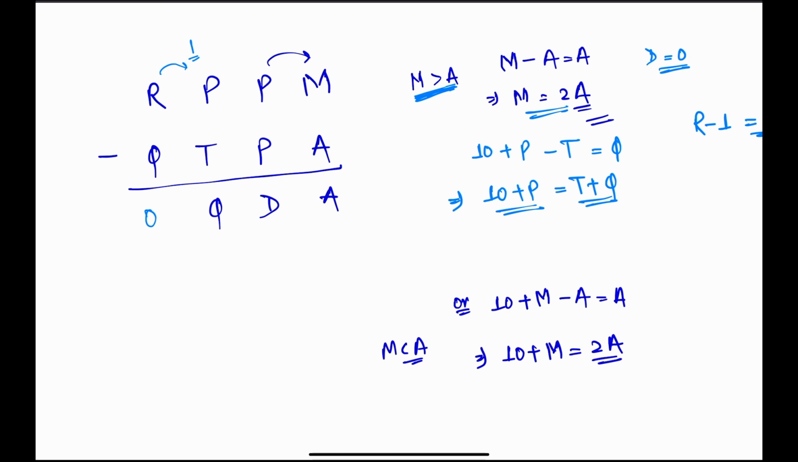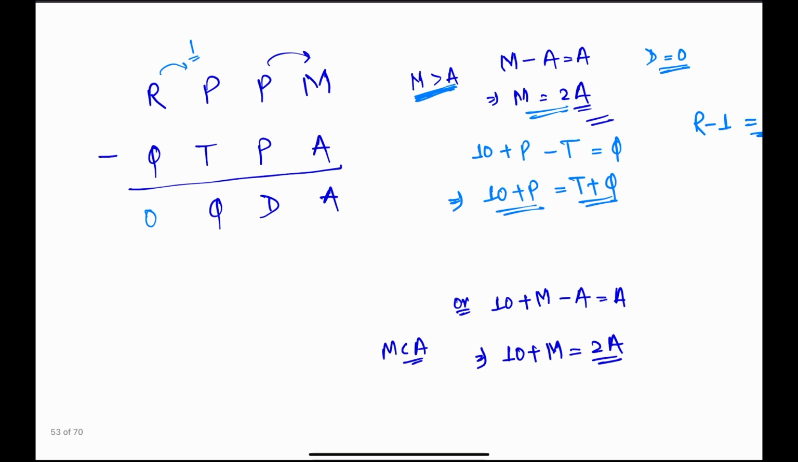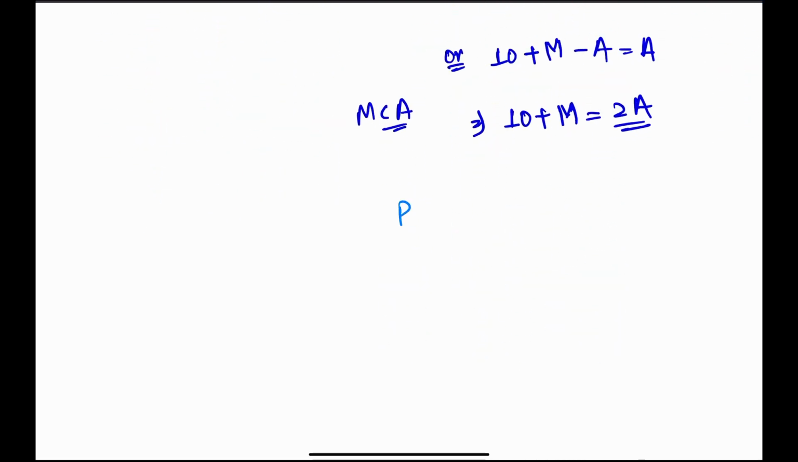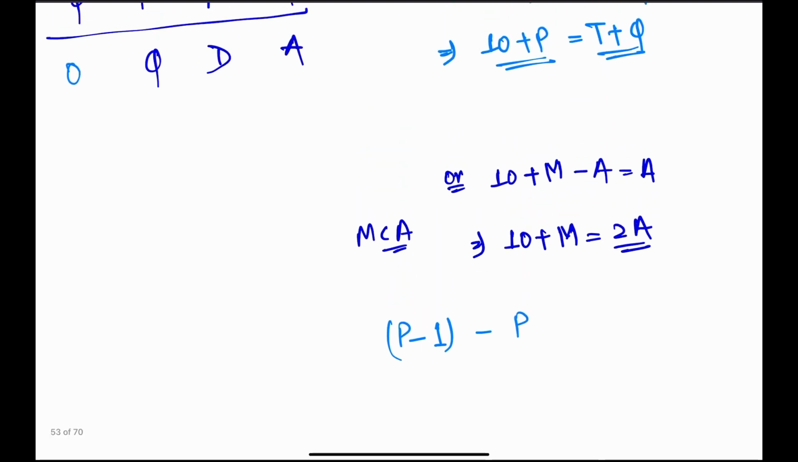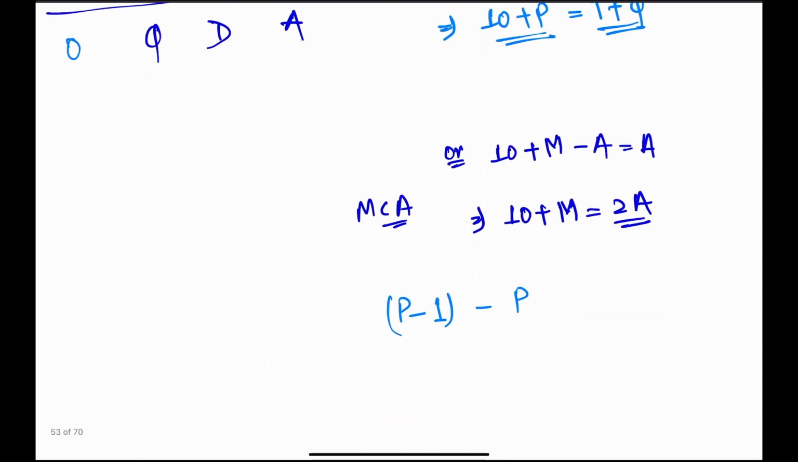Let's think of the condition when P is greater than. In that case, if M is less than, what is going to happen? M will take one carry, and for P, what will happen to P? P minus 1 minus P. If P is giving one carry, then P minus 1 will become P minus 1, right? P minus 1 minus P. Again what is going to happen? It will give me minus.